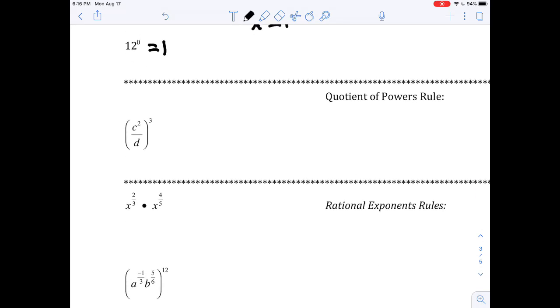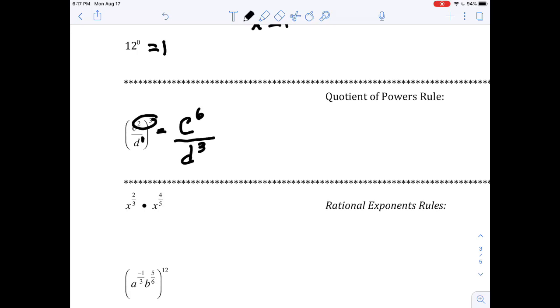All right, quotient of powers rule. So let's start combining some rules here. So c squared over d. So if we remember back to the power raised to the power, we would know that this is c squared to the third power. We're going to multiply those. That's going to give me c to the 6. Down here we have a 1. So when we don't see an exponent there, we understand it to be 1. 1 times 3 is 3. So that's d to the 3.